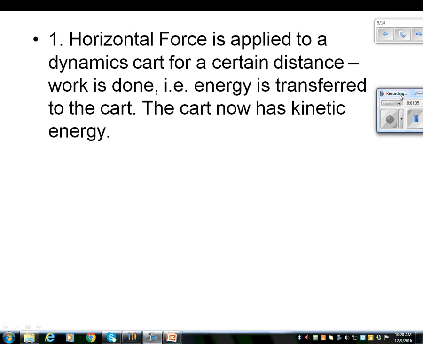The cart now has kinetic energy, right? So it's here at rest, right? And then you apply a force to it. So now later, I'll use the cartoon notation, the cart is now moving, so it has kinetic energy, right? You have transferred energy to that cart.